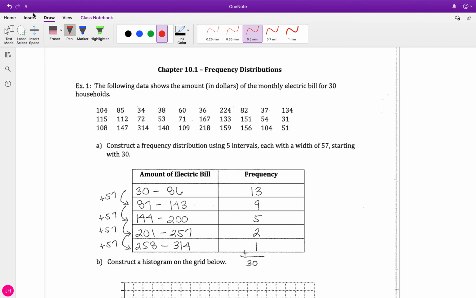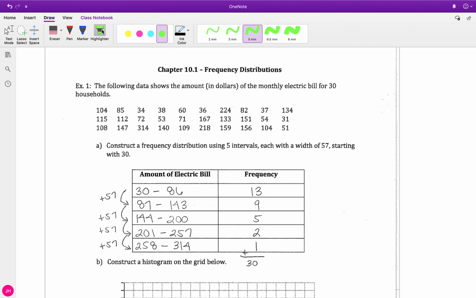Frequency distributions. Frequency distributions are a set of data that we have to organize in the table below, and this table is what we're going to call our frequency distribution. How I'm going to set up the table is all given in the directions right here. It's going to tell me to use 5 intervals.